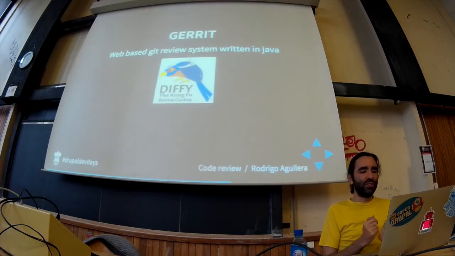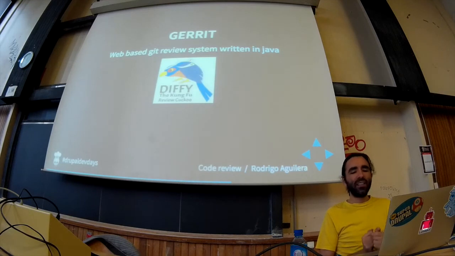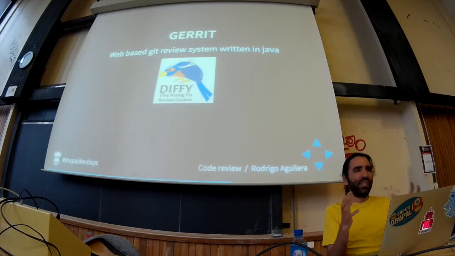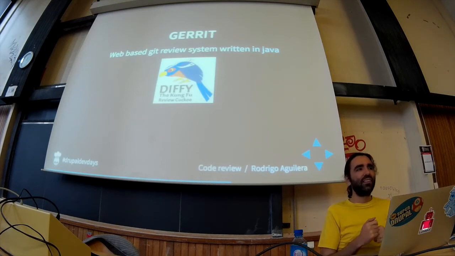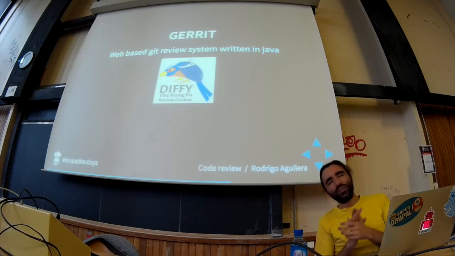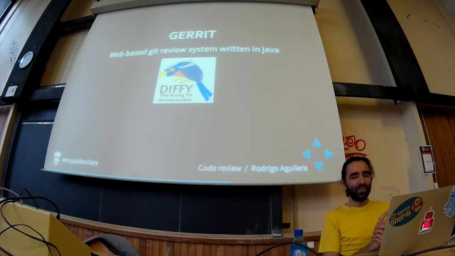And I'm going to introduce you to Gerrit. And we even have a mascot. It's the Kung Fu Review Cuckoo. And it gets mad when it cannot be rebased automatically and you have to do some work. It's written in Java. It's pretty well packaged. It's very easy to run. You can make your own Debian packages. It's not scary to install. And it's this kind of tool that does one thing and does it well. Well, as well as it can.